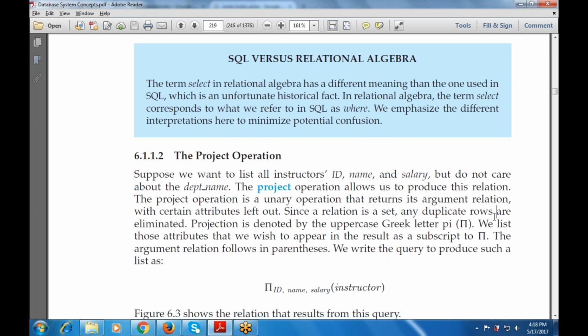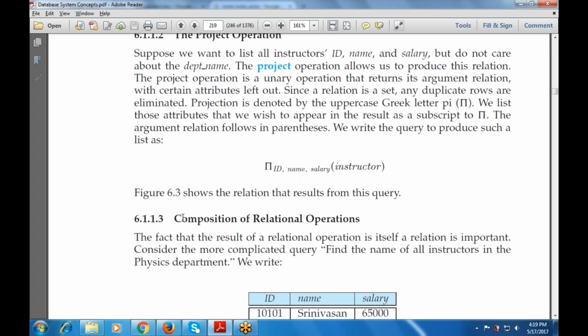The projection is denoted by the uppercase Greek letter pi. We list those attributes that we wish to appear in the result as a subscript to the pi. The argument relation follows in parentheses. So we write the query to produce such a list as pi ID, name, salary of instructor. So we are taking out only three fields: ID, name, and salary from instructor.